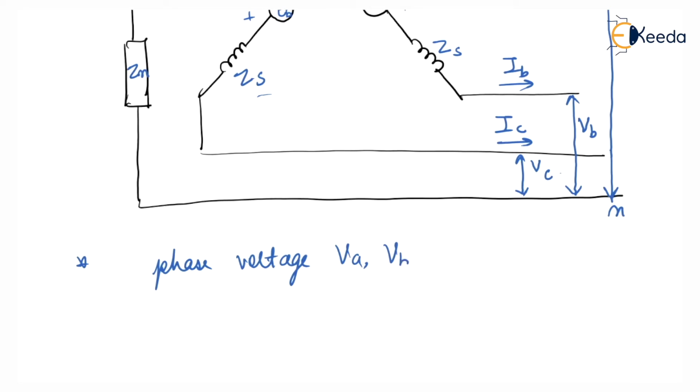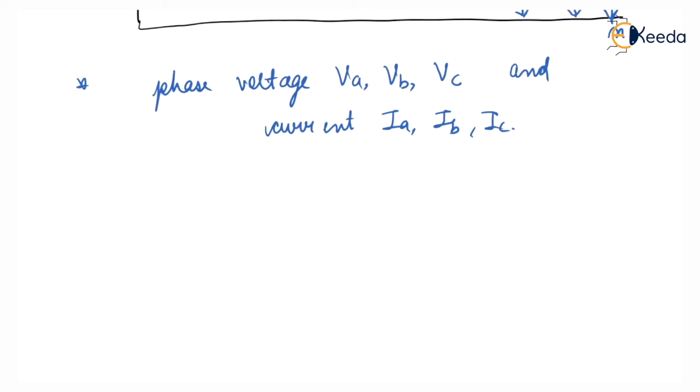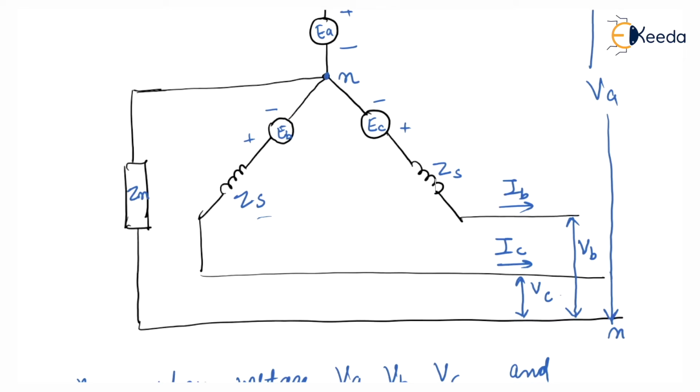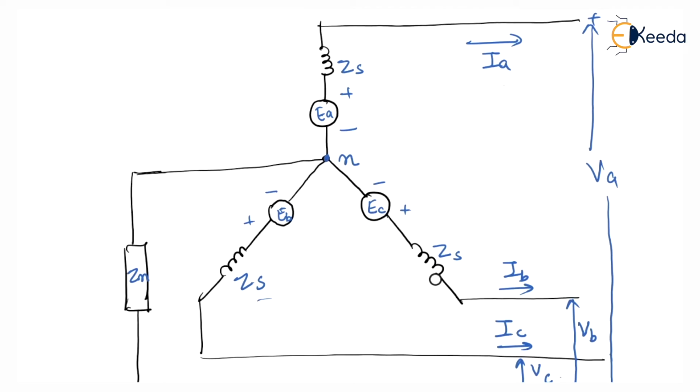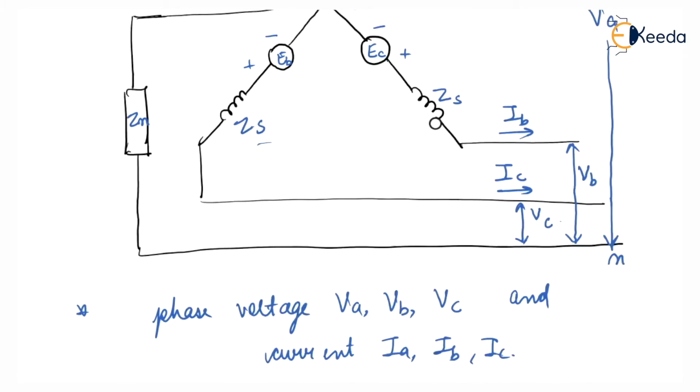So the phase voltages are VA, VB, VC and the currents are IA, IB and IC. And these are your source magnitudes EA, EB and EC. These EA, EB, EC are balanced because they are separated by 120 degrees.